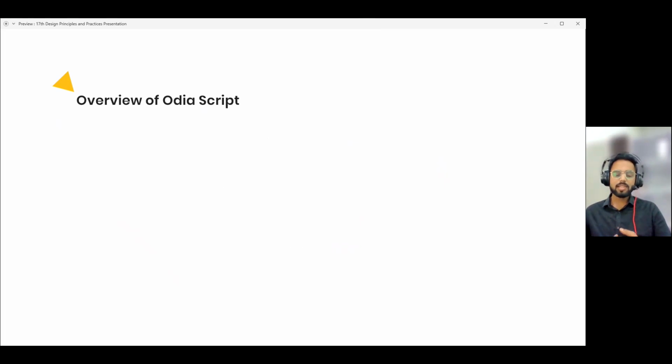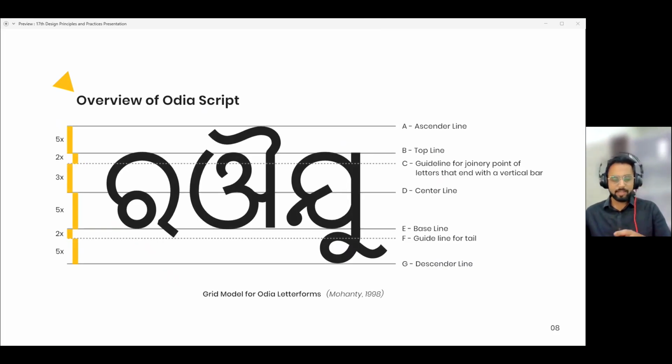To minimize the challenge of understanding the graphical characteristics of Odia letter forms, Mohanty had developed a grid model. However, this grid was primarily developed for Odia typeface design process and not for the writing process. Hence, it also did not efficiently address the formation of yuktakshars or matras.